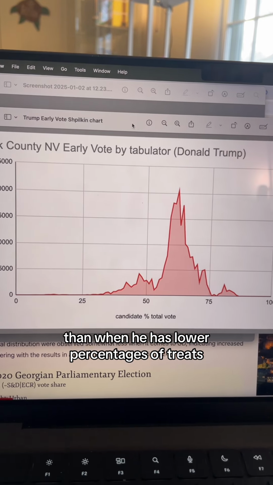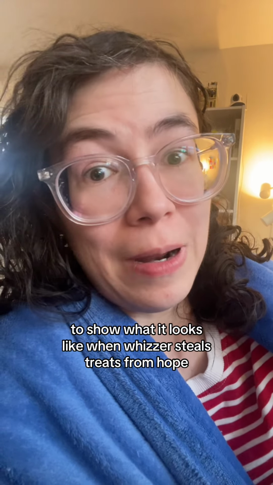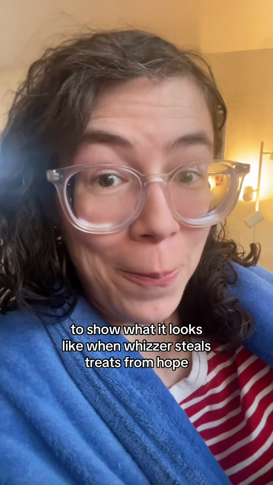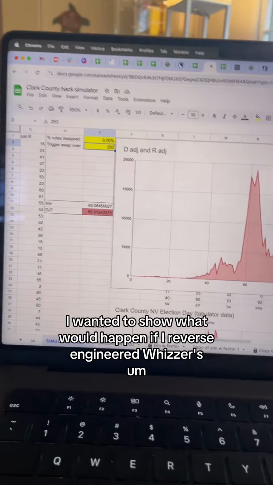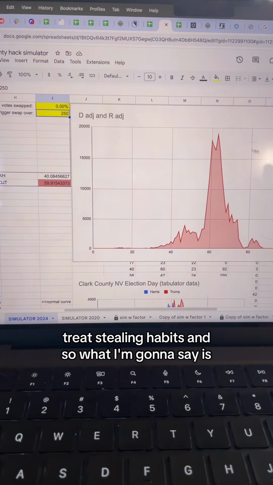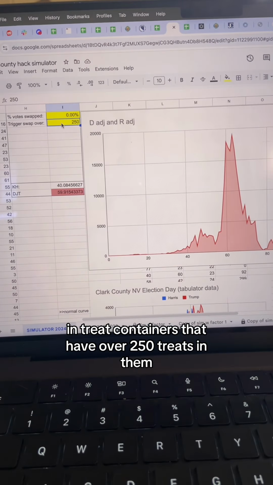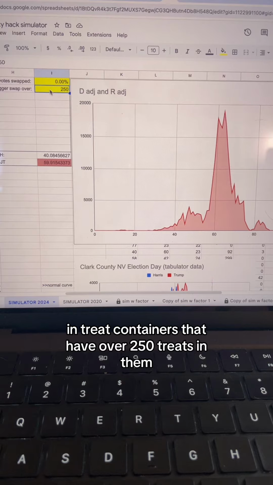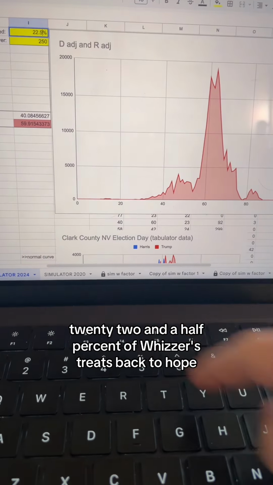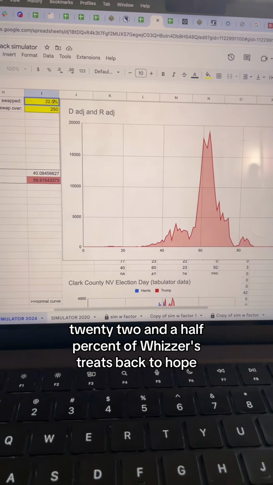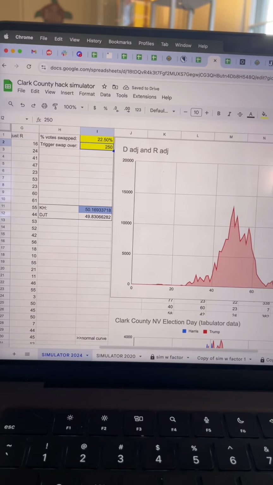Now, I wanted to make a simulator to show what it looks like when Whizzer steals treats from Hope. First off, I wanted to show what would happen if I reverse engineered Whizzer's treat stealing habits. So what I'm going to say is in treat containers that have over 250 treats in them, we're going to give 22.5% of Whizzer's treats back to Hope. This is what that looks like if I do that. There's a bell curve. You see it?